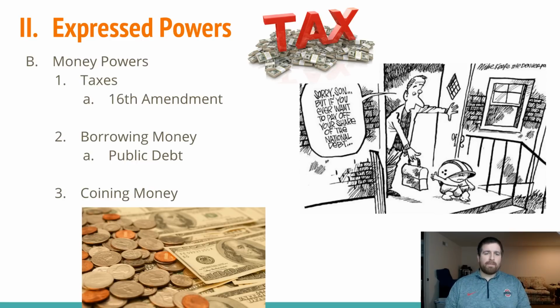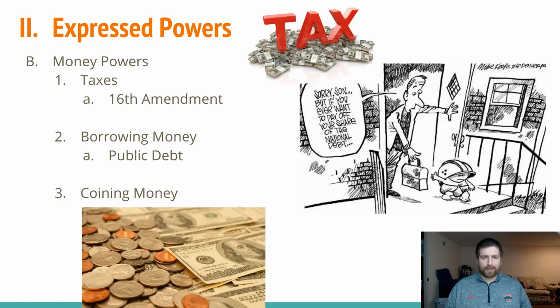Lastly is Congress's ability to coin money. Congress may create and determine the value of currency. In other words, it's Congress's job to dictate that we print money, that we create coinage, and they in some ways dictate the value of that money. We'll get more into the value of money and what dictates that when we get to our economics unit in the fourth quarter.